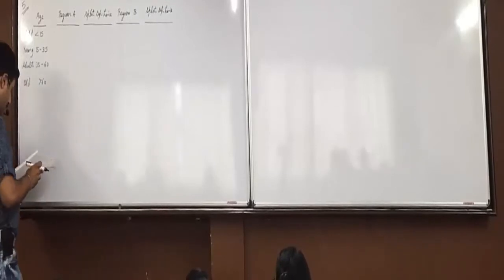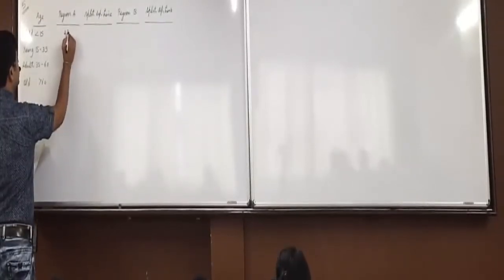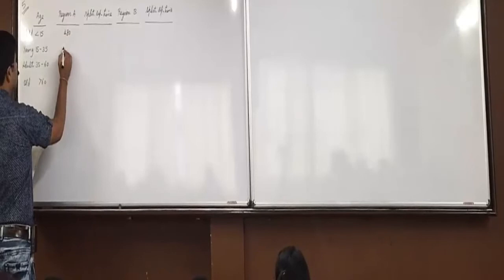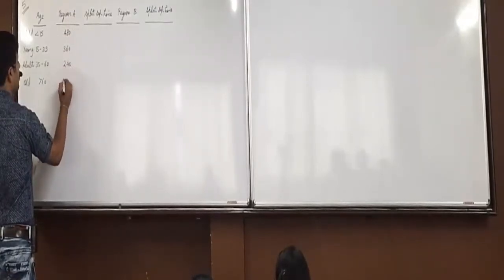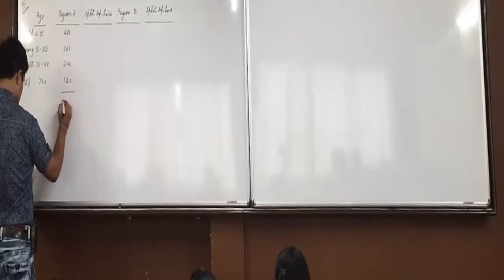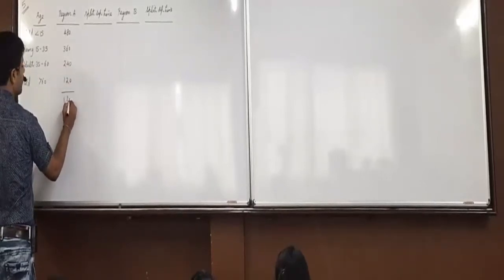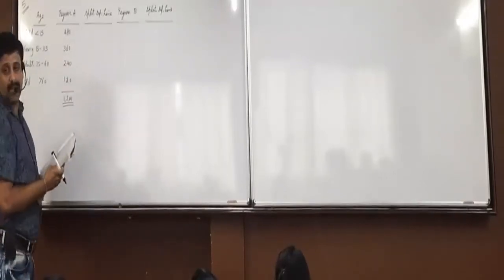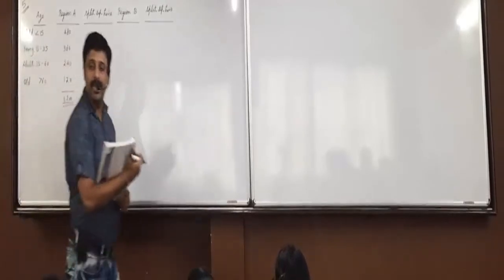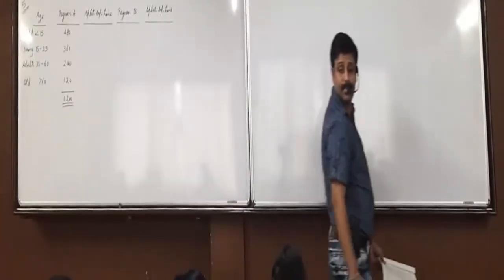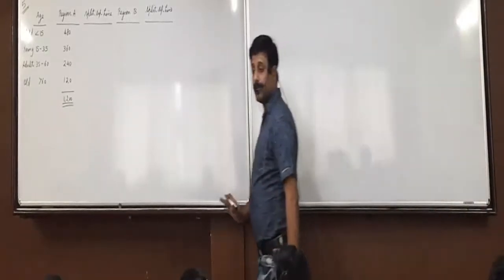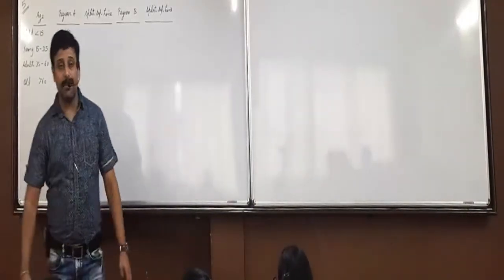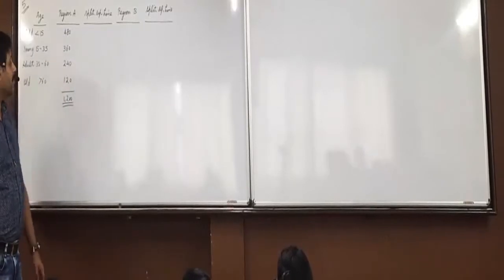Region A: 480, 360, 240 and 120, total is 1200. Even if the total is not given, it can be obtained. Is everyone clear with this? Any confusion so far? Now, split up line, how to make it, understand it.